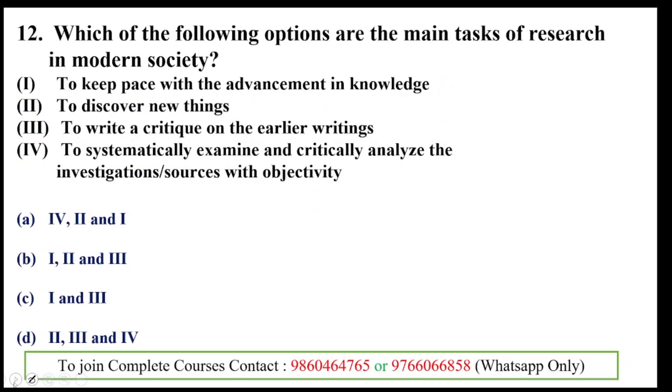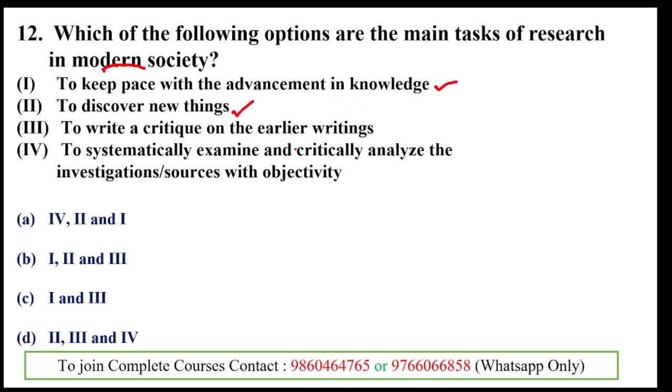And the 12th one, which of the following options are the main task of research in modern society? Here also the words modern society make you confused. But it does not mean more emphasis on this word. It only means modern society in the sense of the betterment of society, or the major features or the major objective of research for society. That includes to keep pace with the advancement in knowledge, right? To discover new things, that's also right.